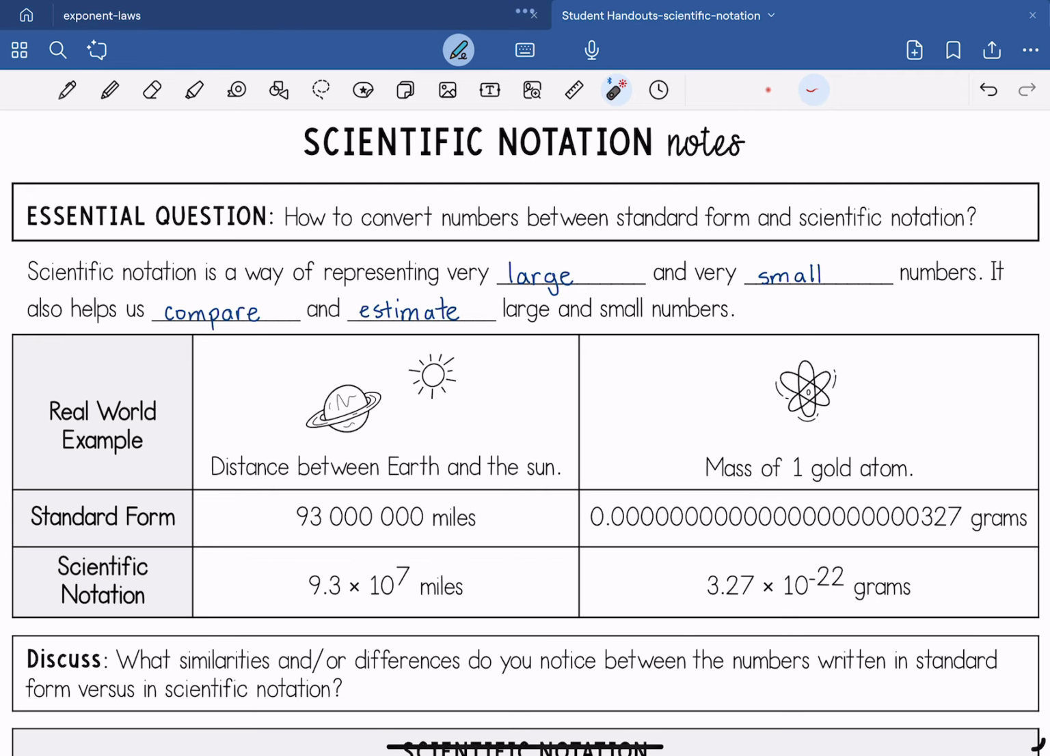One thing is that in standard form, there are many zeros. In scientific notation, notice the number being represented has fewer digits, depending on how big or small the number is. And both representations in scientific notation have a power of 10, one with an exponent of 7, and one with an exponent of -22.